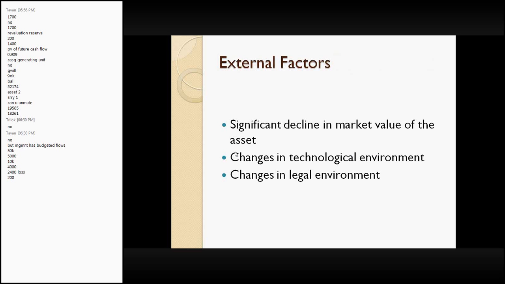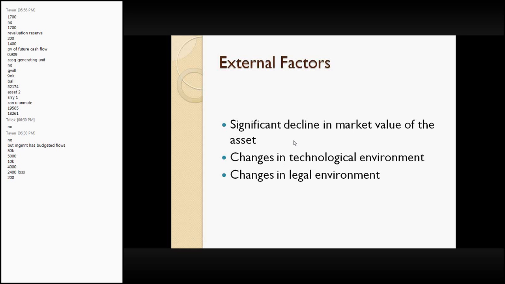If you talk about Apple iPhone 4, Apple has launched iPhone 4S, Apple has launched iPhone 5. So that means Apple iPhone 4 must have suffered impairment in terms of technological obsolescence. The significant decline in the market value of the asset. Earlier it was being sold for 45,000. Now in India it is being sold for 26,500. A sharp decline. So that means the asset has suffered impairment because of the external factors.